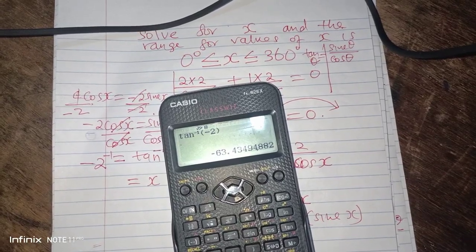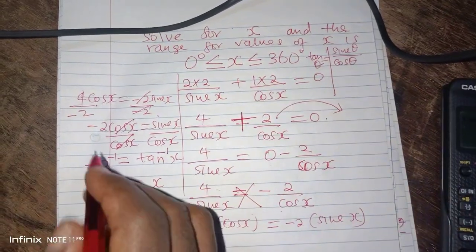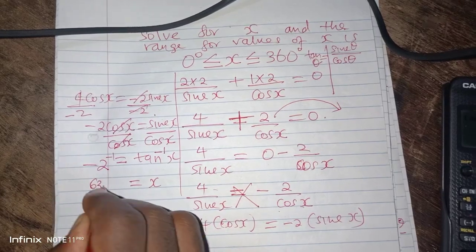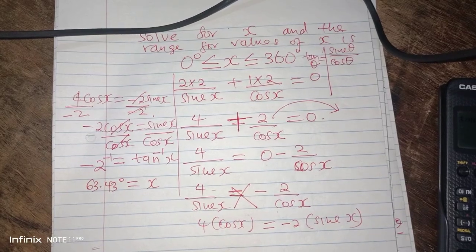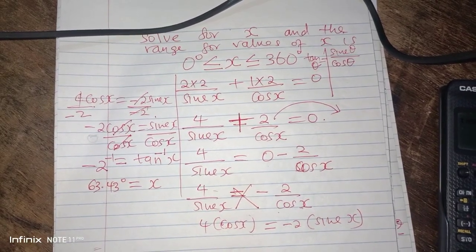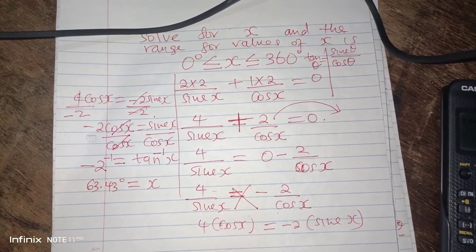So that gives us 63.4349. So that's just 63.43. So I'm going to have 63.43 degrees. And it's a negative value. Of course, this is a particular answer that should not have a negative because it's an angle. It just tells us where the angle can actually be obtained.